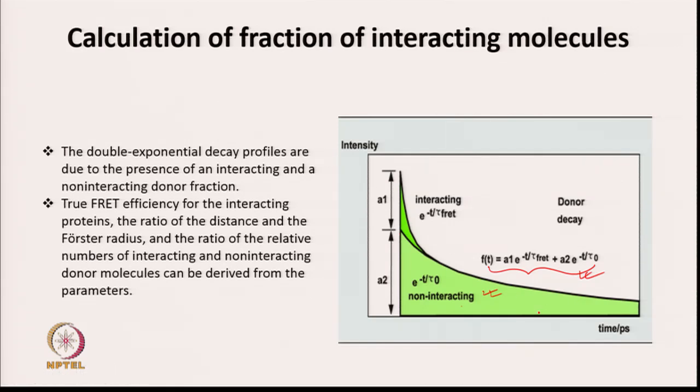If there is a mixture of interacting and non-interacting fluorophores, then you will get this kind of curve, which will be bi-exponential. Just by analyzing this and taking the ratio of A1 and A2, we can know the fraction of interacting molecules. So, the true FRET efficiency for the interacting proteins, the ratio of the distance and the Forster radius, and the relative numbers of interacting and non-interacting donor molecules can be derived from these parameters.